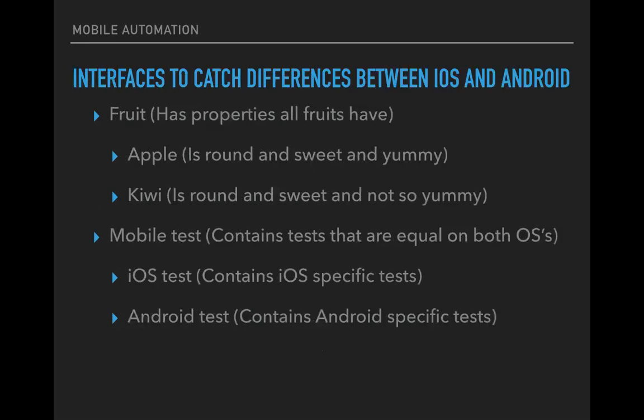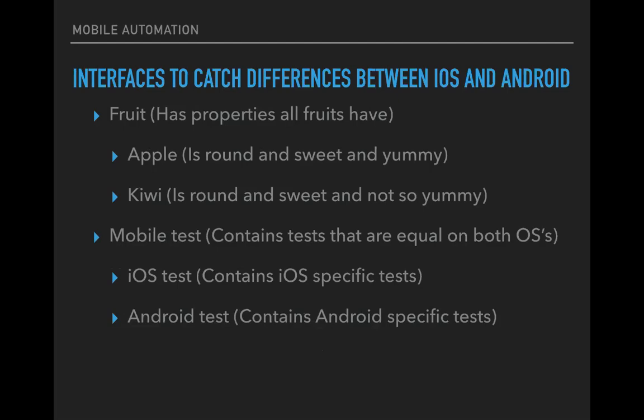Now, on to interfaces to catch differences between iOS and Android. Sometimes Android and iOS require a different implementation of the same feature. When they do, it's really important that your test cases are created properly, because otherwise you're going to run into flaky tests and you're going to have issues. Now, what I usually recommend when you have that kind of situation is that you start working with interfaces.